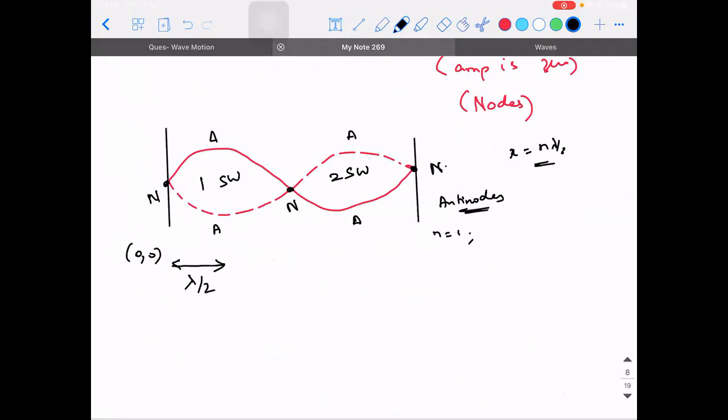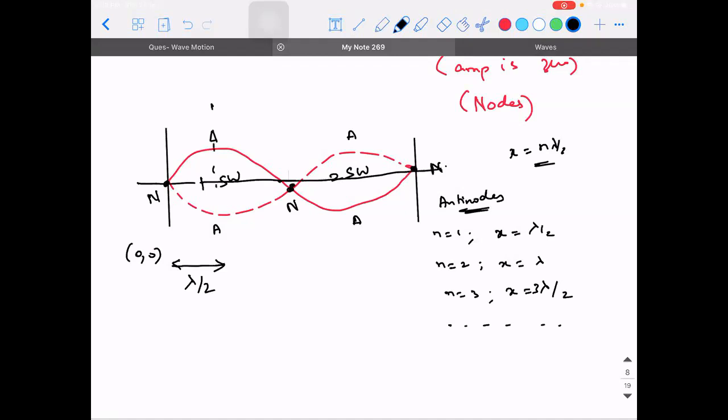If I put n is equal to 1, x is equal to lambda by 2, n is equal to 2, x is equal to lambda, n is equal to 3, x is equal to 3 lambda by 2. Are these not the points where the antinodes are present? So if you look at this like an x-axis, if I take this as lambda by 2, the second antinode is formed at a distance of lambda. It keeps on going like this. The third one is formed at 3 lambda by 2. It keeps on going.